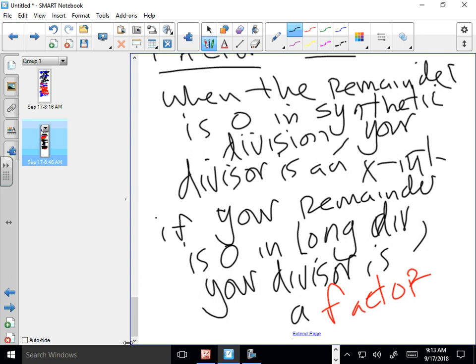Any questions? So we've got the factor theorem that says if you've got a remainder of 0, you found an x-intercept or a factor. We've got the remainder theorem that says your remainder is the y value at that point. And then we talked about how and when we might want to use long division and synthetic division. Any questions on this, guys? Any questions from the chart worksheet over the weekend?